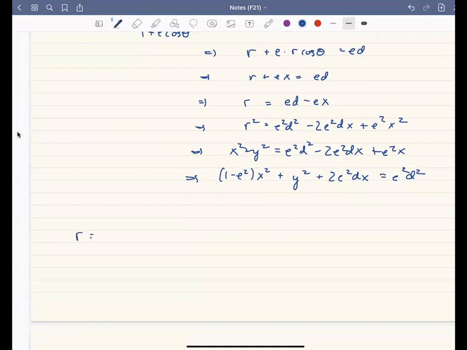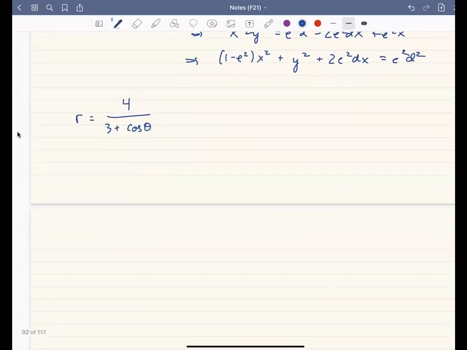And so what I want to do is look at the expression r equals 4 over 3 plus cosine theta. I want to figure out, is this going to be an ellipse, a parabola, a hyperbola, or what? I'll come back at the very end and explain how I knew ahead of time, without doing any calculation, what's going to happen. It's obvious to me that this is an ellipse, and I'll explain why. But first I want to show you how you can do this algebraically.